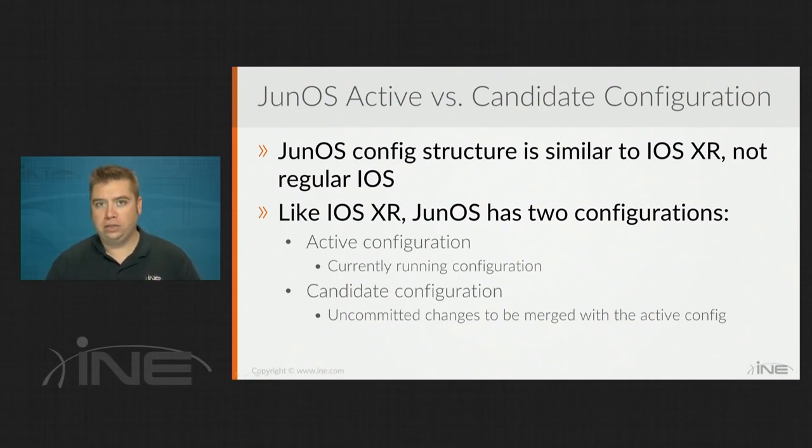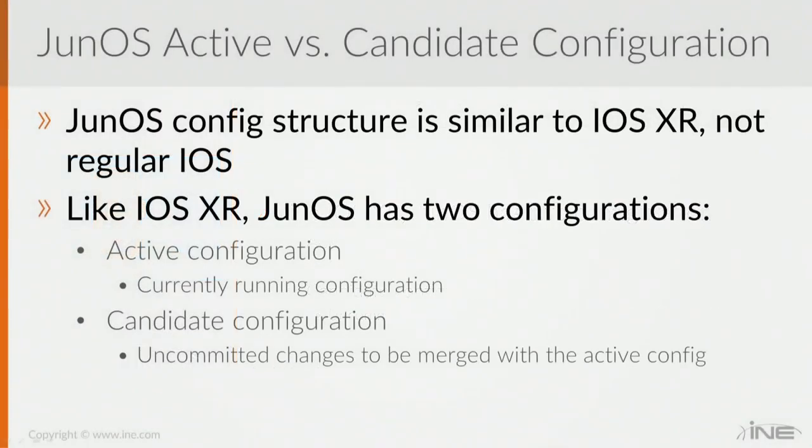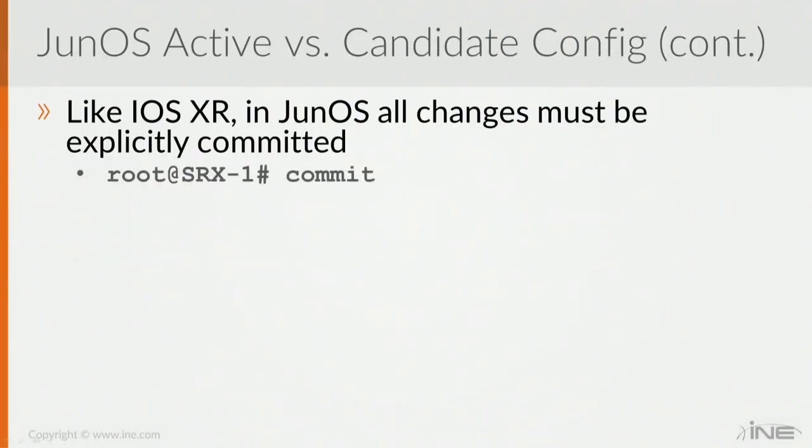This is going to be the changes that we make, for example, adding new IP addresses, adding routing protocol features, and then once we want to actually apply those changes, we're going to use the commit command to move them from the candidate config to the active configuration. So every time we make a change, we have to explicitly commit them with the commit command.